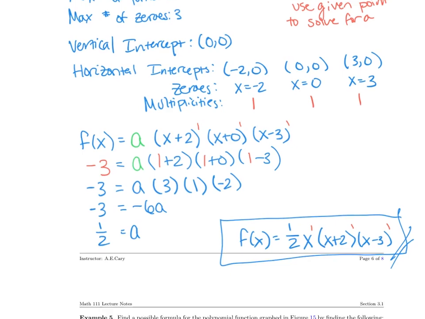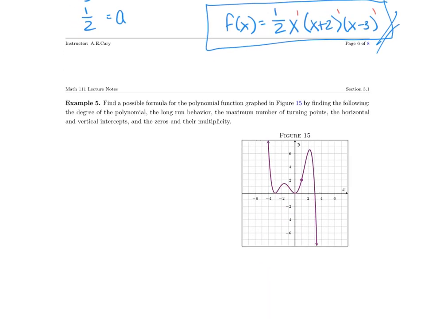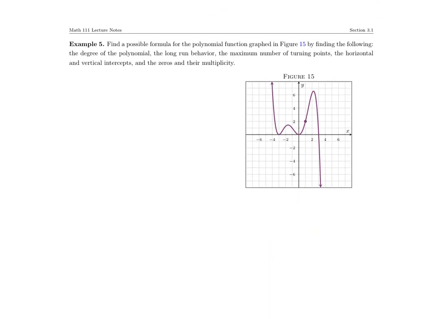Now the next problem is a little bit more exciting because it has a few different multiplicities going on. Now, I'm going to start actually with my horizontal intercepts just to kind of show you what I mean, and then we can go back to our degree. So let's see, I'll start down here. Hopefully it'll leave myself enough space.